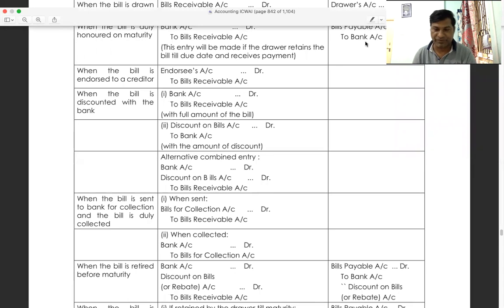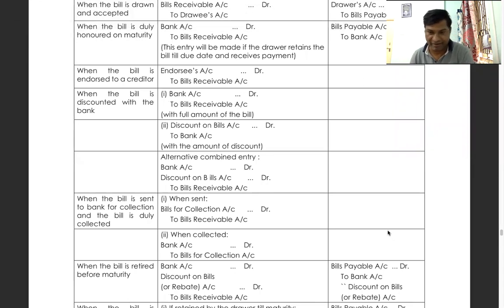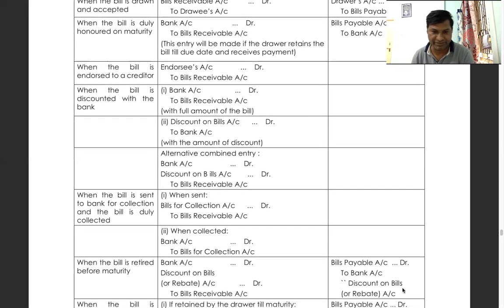In the books of the debtor, the drawee, bill payable account debit to bank, to discount. It is reverse. Bank, discount to receivable; payable to bank, to discount. So this is reverse.